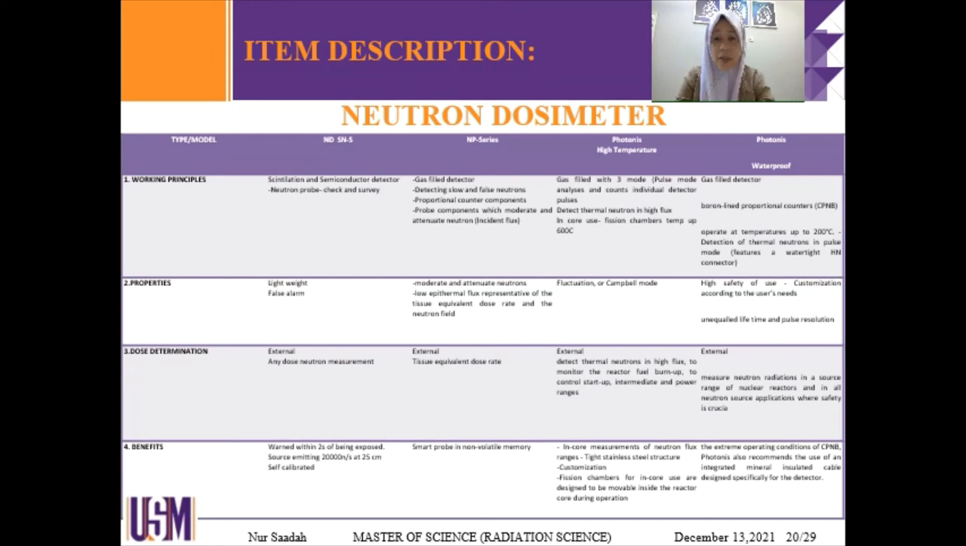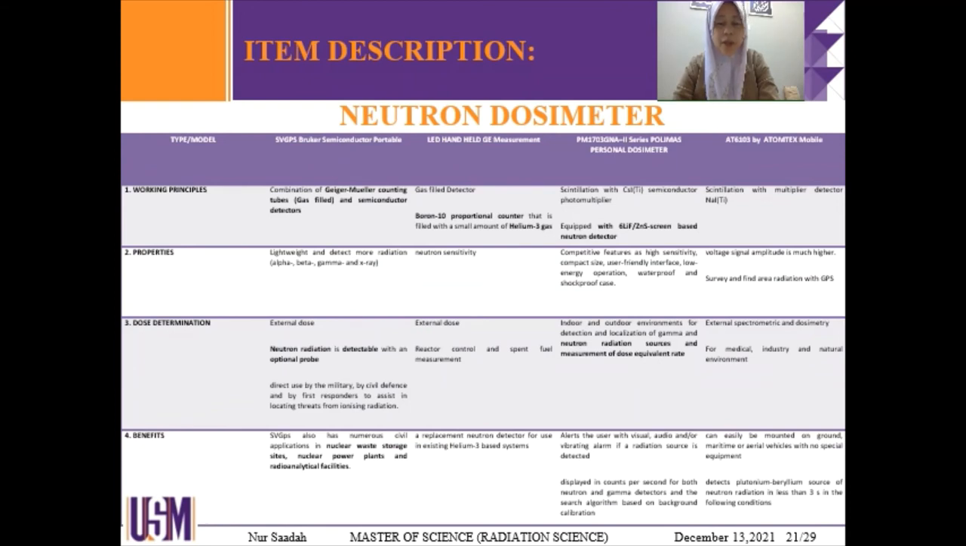The dose determination is external, and it measures neutron radiation in the source range of a nuclear reactor, and in all neutron source applications where safety is crucial. The benefit, given the extreme operating conditions of the CPNB, Photonics also recommends the use of an integrated mineral insulated cable design, specially for the detector. GPS, Bruker semiconductor portable.